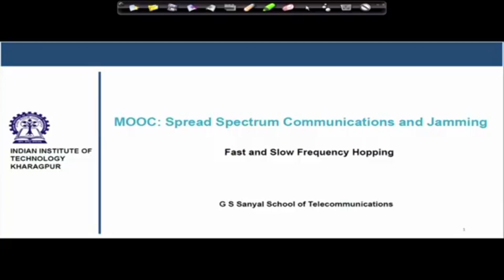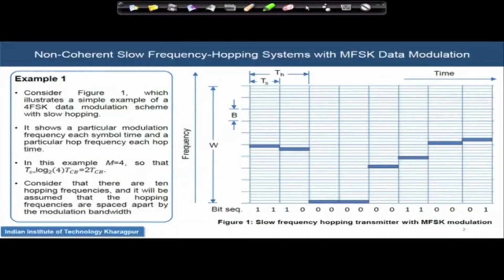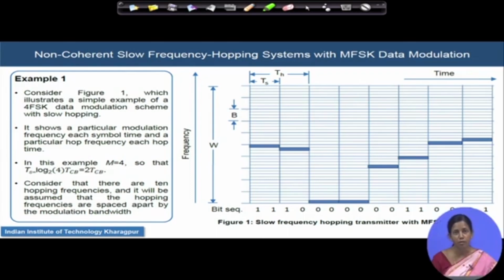Hello students, in this module we will learn in detail about fast and slow frequency hopping, mainly by taking two examples, one on fast frequency hopping and one on slow frequency hopping. We will start today with a non-coherent slow frequency hopping system with MFSK data modulation.